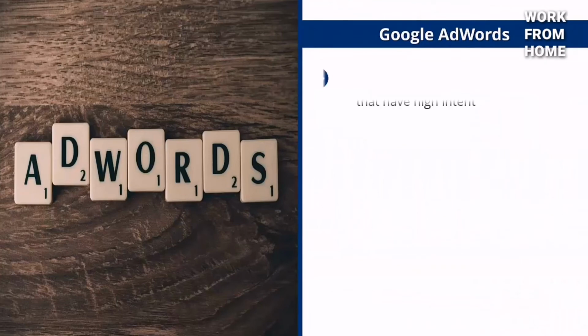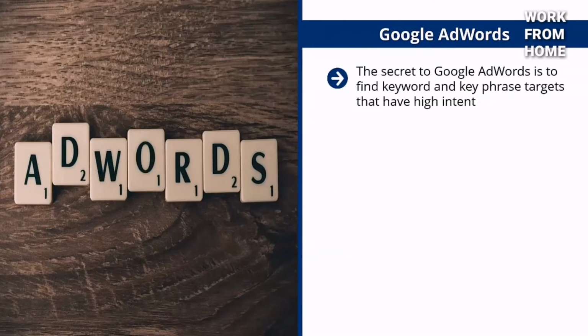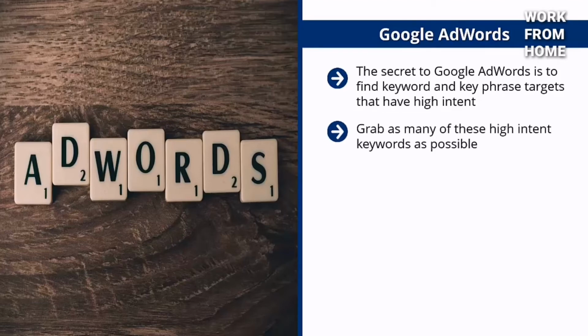Google AdWords. The secret to Google AdWords is to find keyword and key phrase targets that have high intent. In other words, just by reading these keywords, you can tell that the people typing them into Google really want to buy. Grab as many of these high intent keywords as possible. Drive them all to your landing page. Make sure your AdWords and analytics accounts are linked.